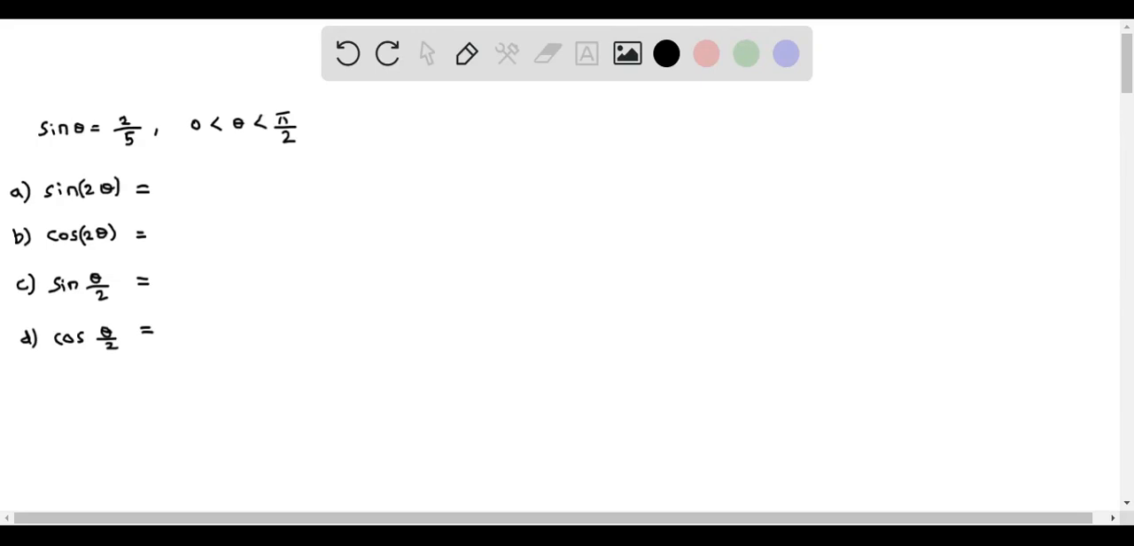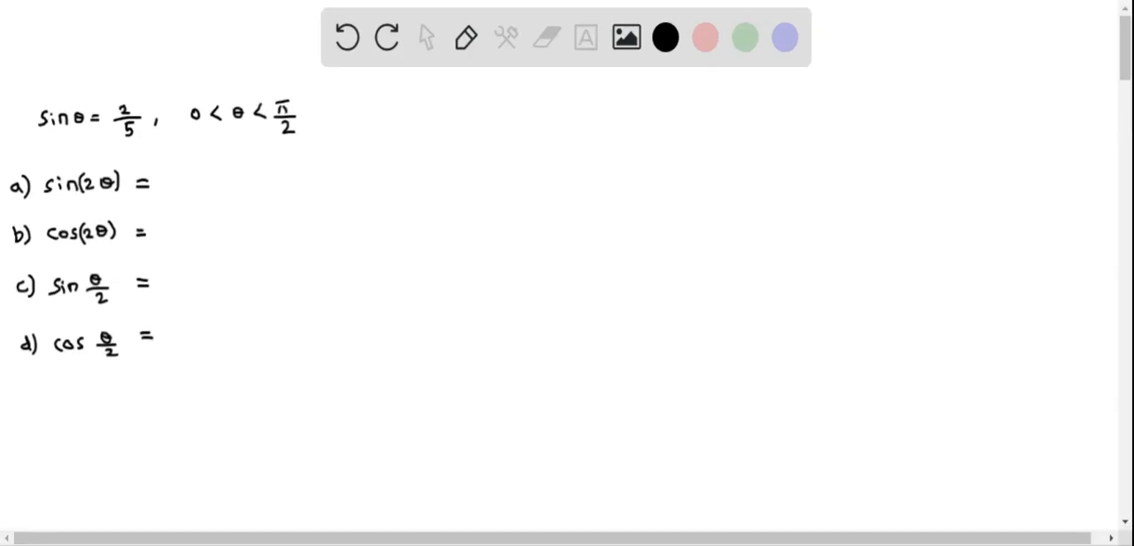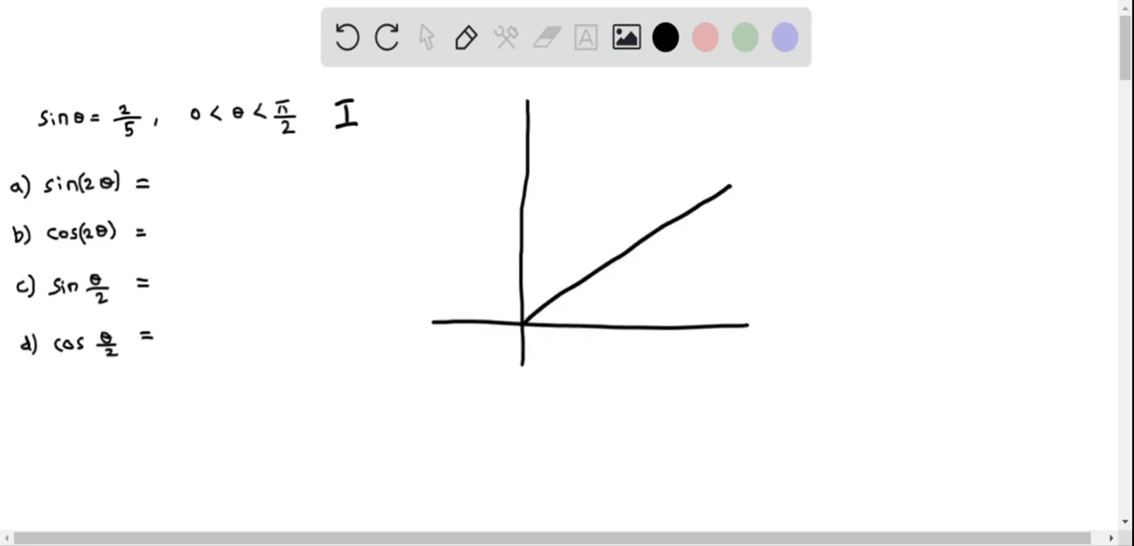Now find the exact values of the trigonometric expressions given in part A through part D, and we are given that sine theta equals 2 over 5 and theta is greater than 0 and less than pi by 2. So basically theta lies in quadrant 1. So I'm going to construct a terminal arm in quadrant 1, and I basically construct a right triangle like this. So I put this theta here.